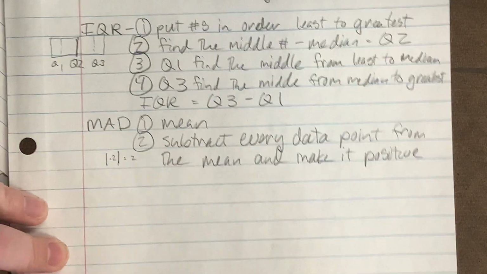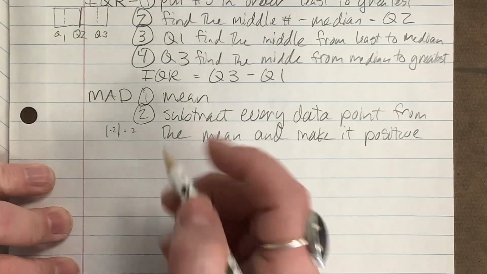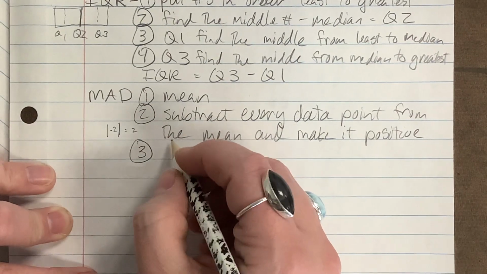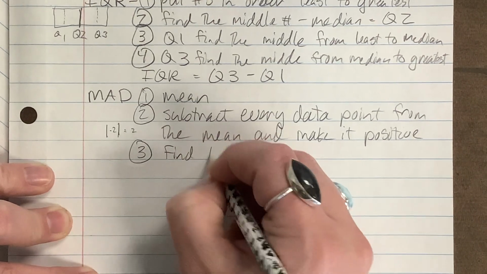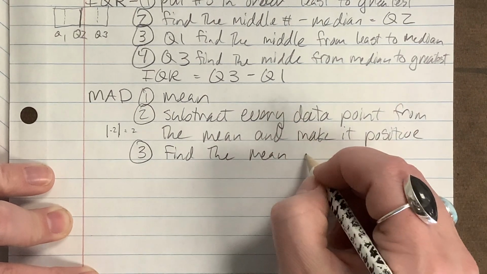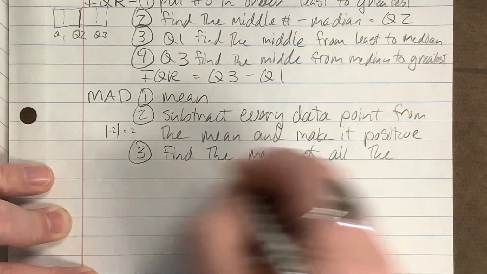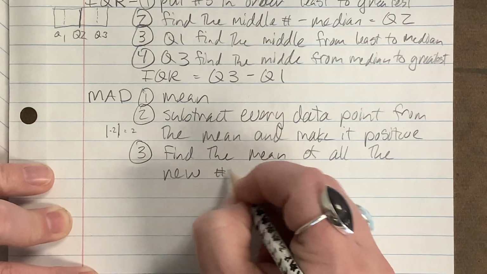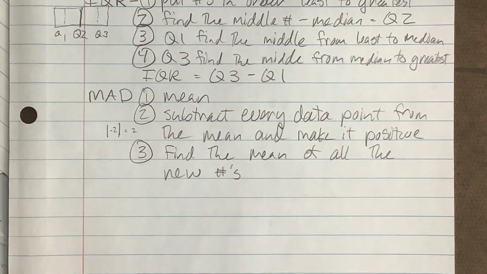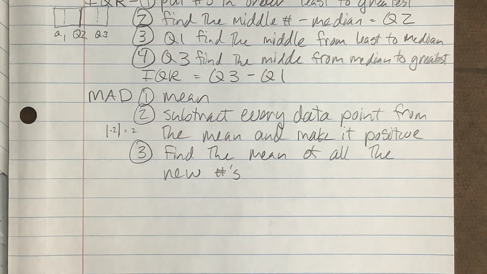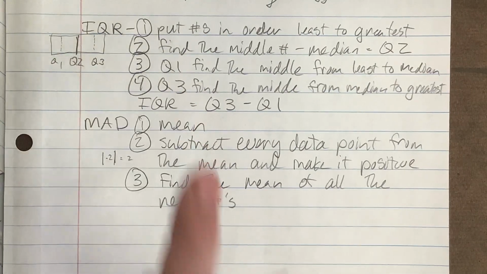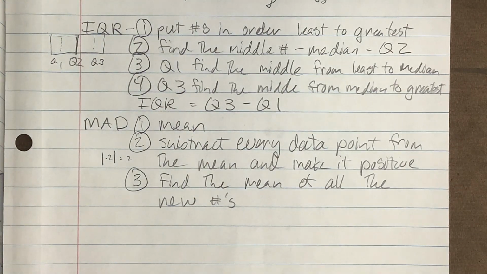Okay, and then after you get all of these differences, we're going to find the mean of all the new numbers. So we add them all up again and divide by how many numbers we have. I don't know that you're going to have to calculate the MAD this time around. You definitely are going to have to calculate interquartile ranges. So I'll show you some examples in a minute.